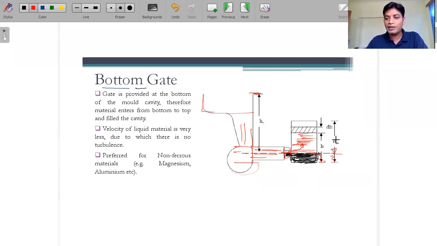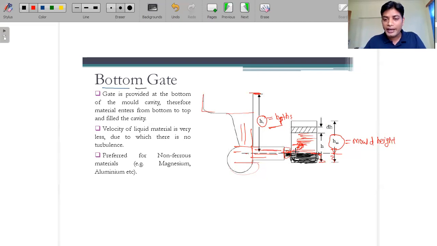So this height is hm. Hm means the mold height. And this is ht. Ht is the total height, but in terms of pouring basin height and sprue height, you can write that as hp plus hs.